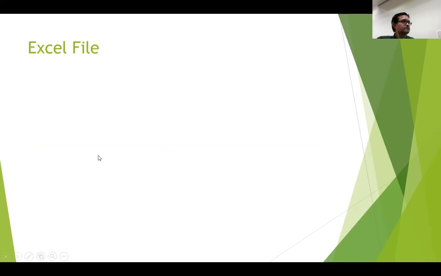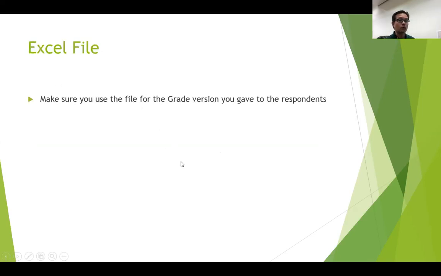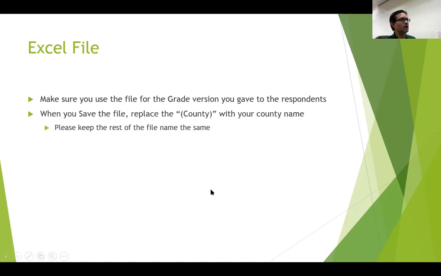For the Excel file, we'll go on to that. What you want to do is make sure you have the right grade, because the two versions are a little different. Because everything that's in the grade 4 through 7 is also in the grade 8 through 12, I am going to use 8 through 12 as an example. But if you just have 4 through 7 surveys, just use the 4 through 7 files, because it gets confusing if you use the wrong one.